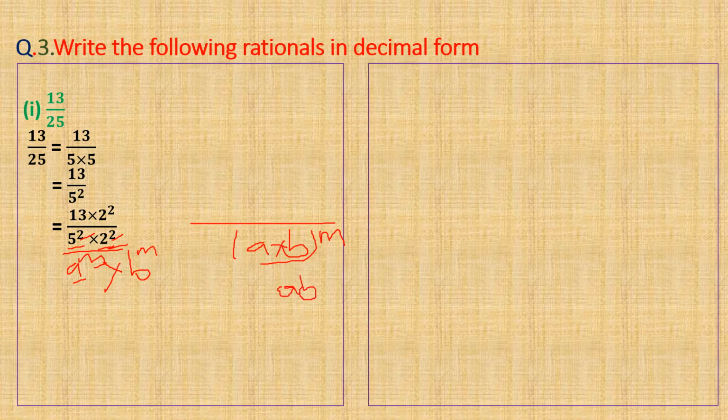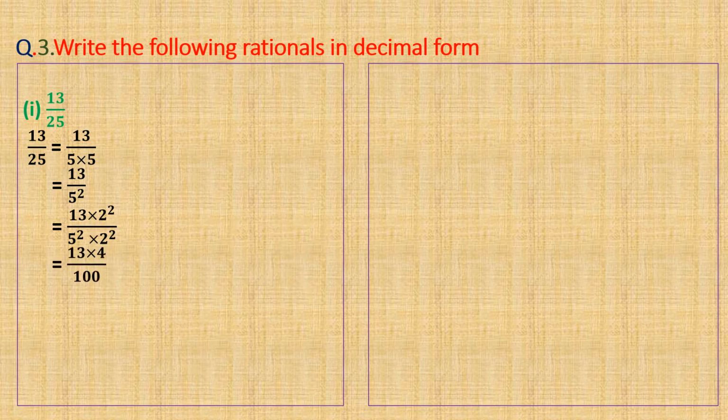Both are the same, because if there is no symbol between the two variables, then it is multiplication only, right? So I'll get 5 into 2 whole square, because a into b whole power m. So your next step will be like this. After doing 5 into 2 whole power 2, 5 into 2 is 10, 10 square is 100. Now it will be simple, right?